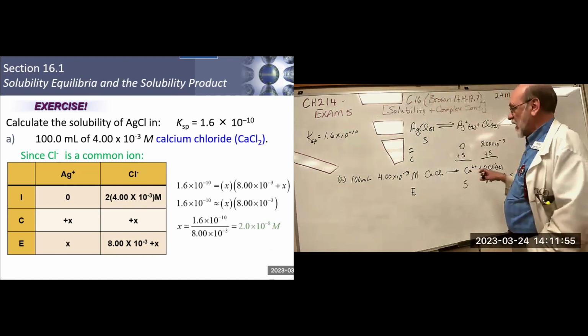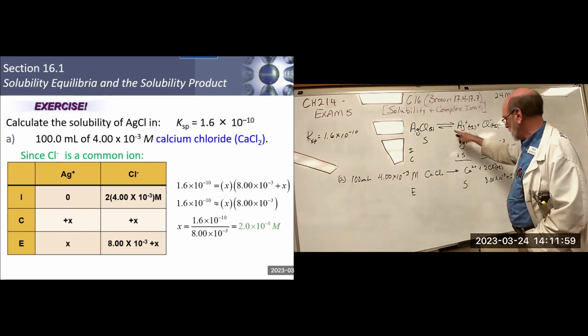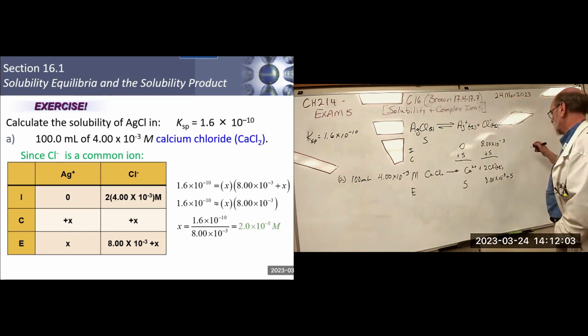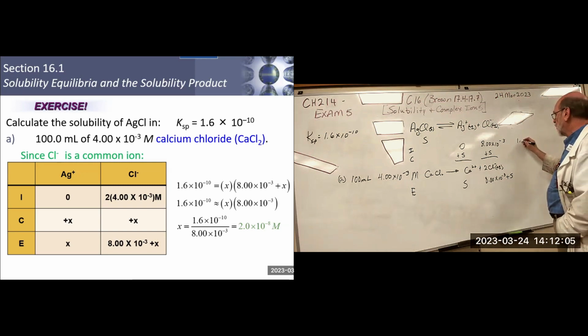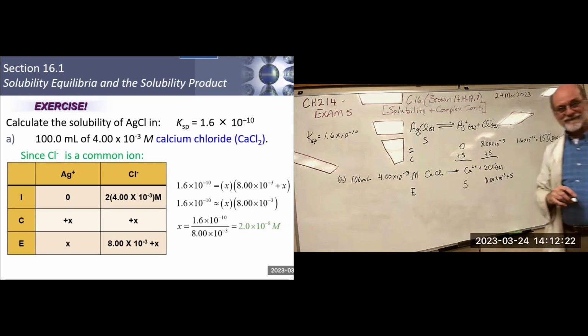Now, if we put that in our expression for the KSP, this is 1, that's 1, so it's just going to be this one times that one equals that KSP. So 1.6 times 10 to the minus 10 equals S times 8 times 10 to the minus 3 plus S. Okay?